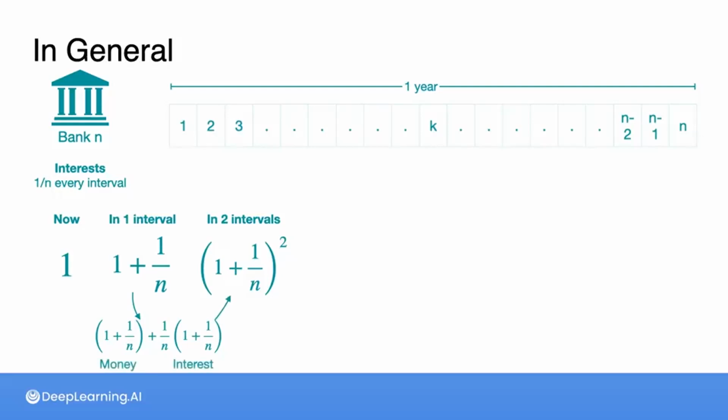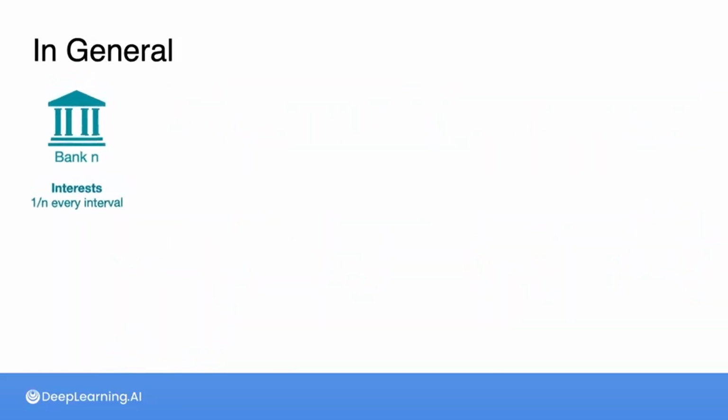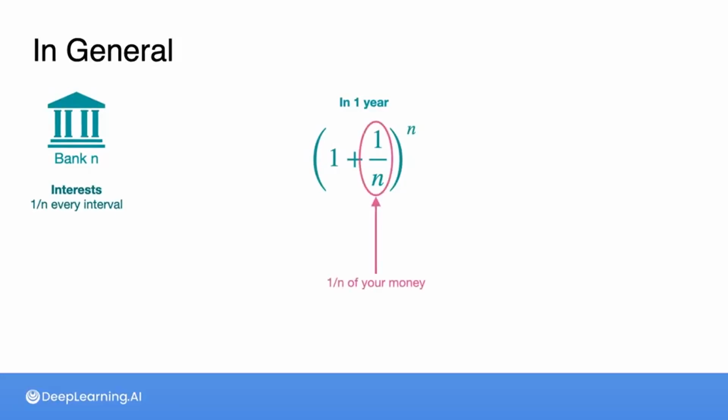And that factors as (1 plus 1 over n) squared. After 3 intervals, you have (1 plus 1 over n) cubed. After k intervals, you have (1 plus 1 over n) to the k, and eventually, after the end of the year, you have (1 plus 1 over n) to the n. And n can be really large, so you could potentially accrue money every second or every millisecond. And in summary, bank N does the following. It gives you (1 plus 1 over n) to the n at the end of the year because it returns 1/n of your money n times a year.